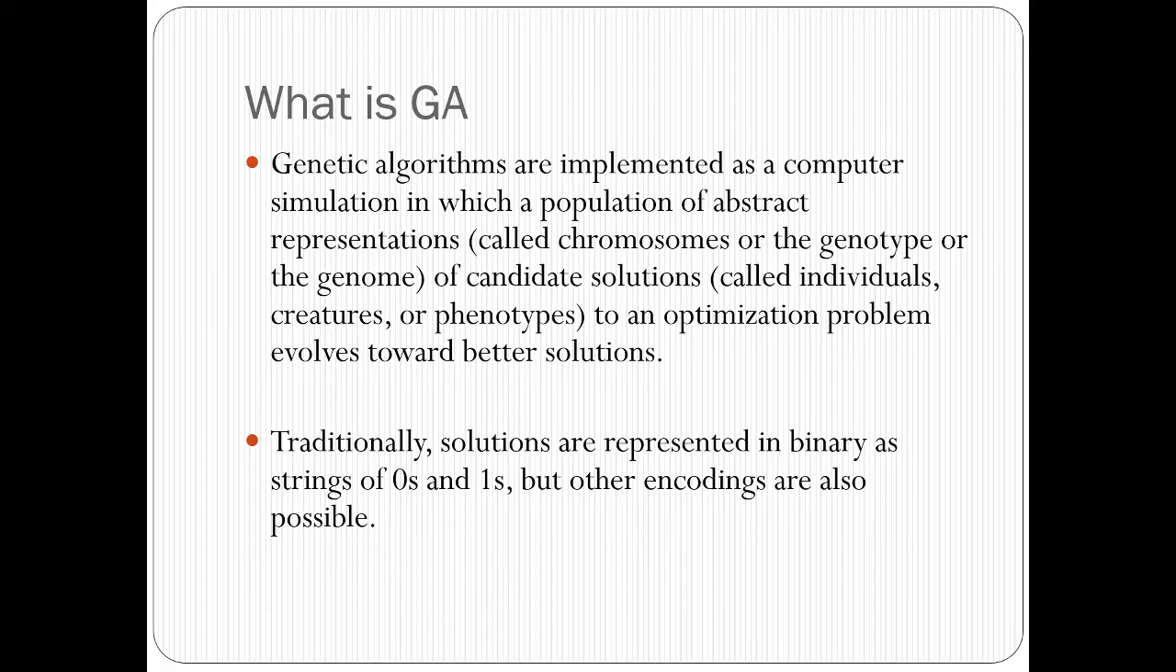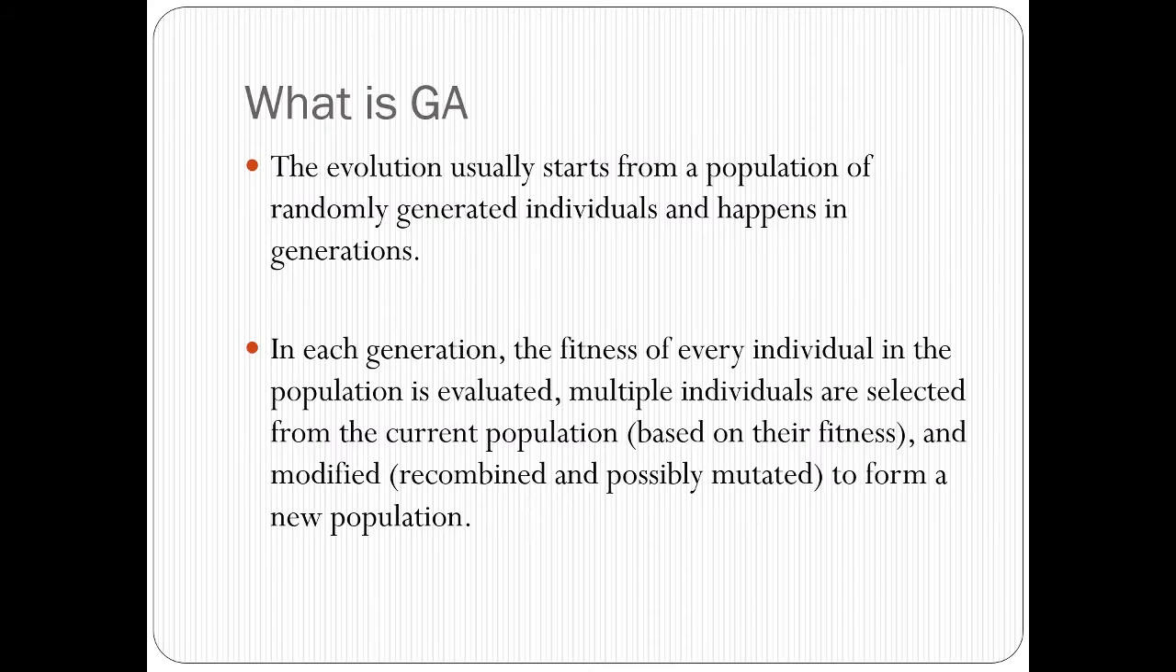Genetic algorithms are implemented as a computer simulation in which a population of abstract representations called chromosomes, or the genotype or the genome, of candidate solutions called individuals, creatures or phenotypes, to an optimization problem evolves towards better solutions. Traditionally, solutions are represented in binary as strings of zeros and ones, but other encodings are also possible.